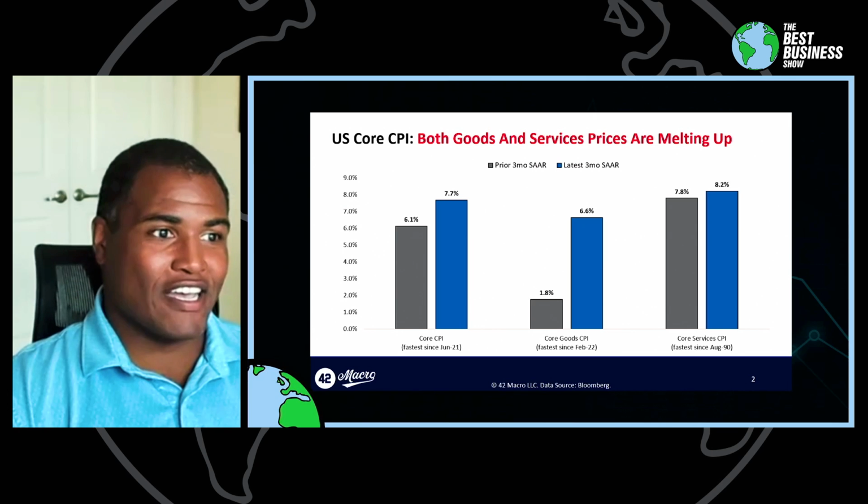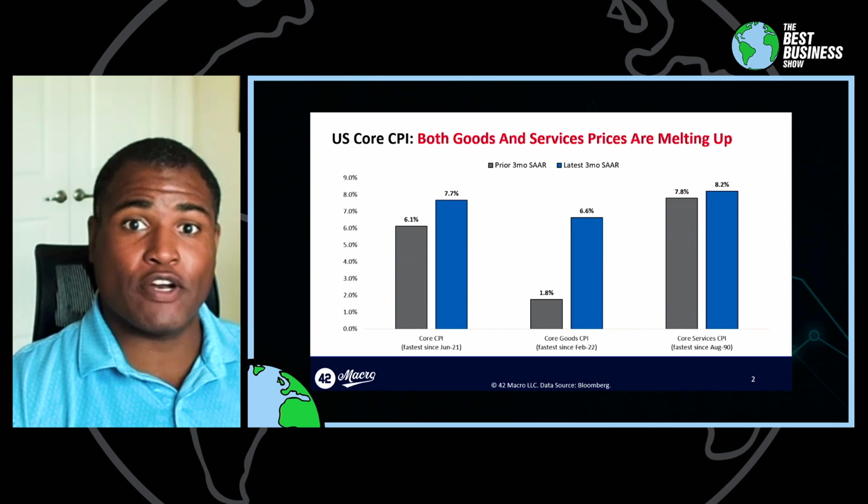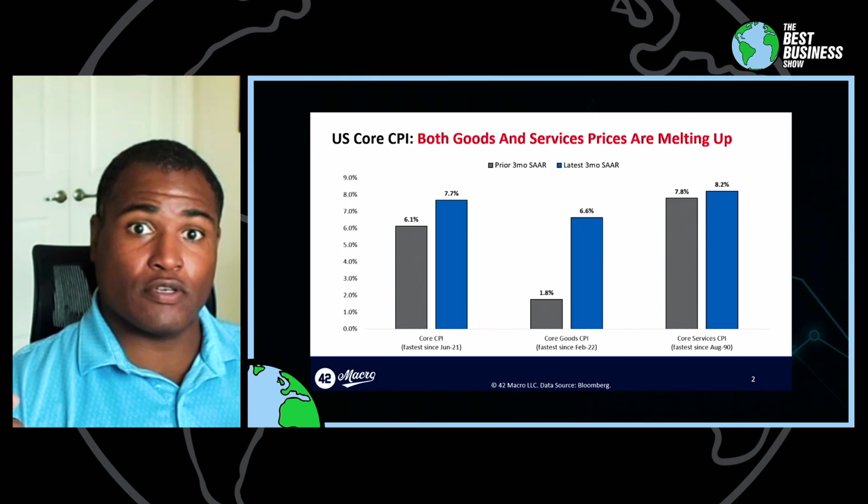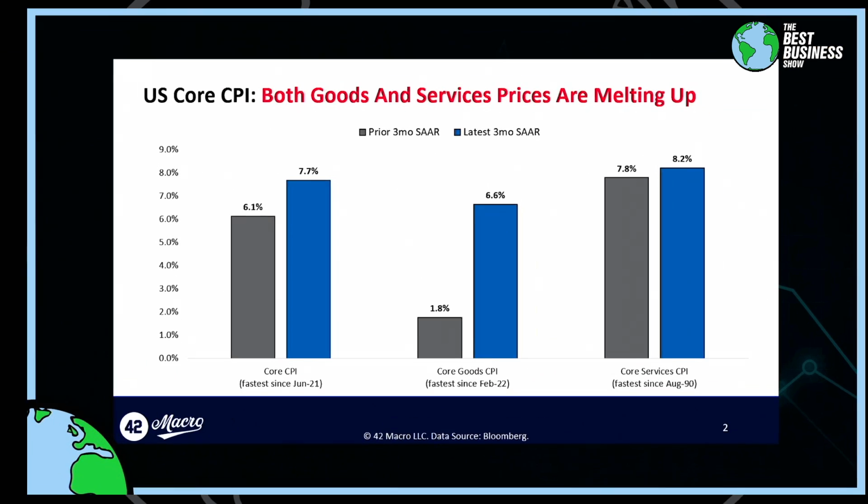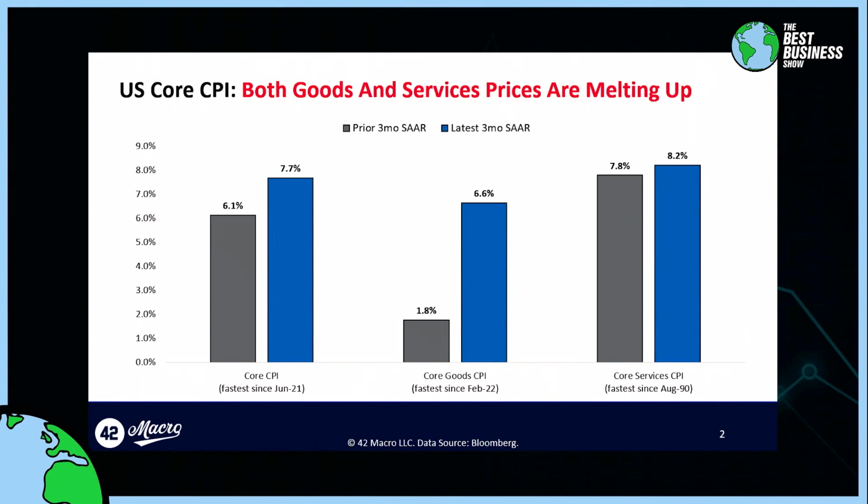When you look at this next chart, you've got both goods and service prices melting up. Explain this. Yeah, this goes back to something we talked about this winter. We said the goods disinflation is likely to become the driver of core CPI. For a moment it was causing core CPI to slow because we saw the unwind of supply chain disruptions, and consumers shifting their purchasing from goods to services. That's something that's happened in the first half of this year as well.